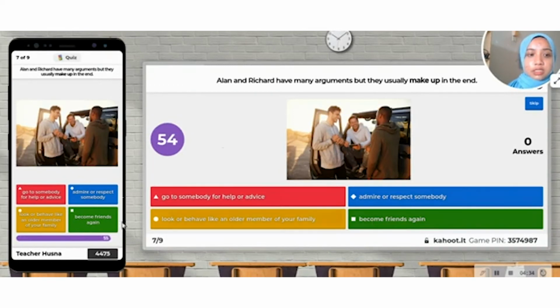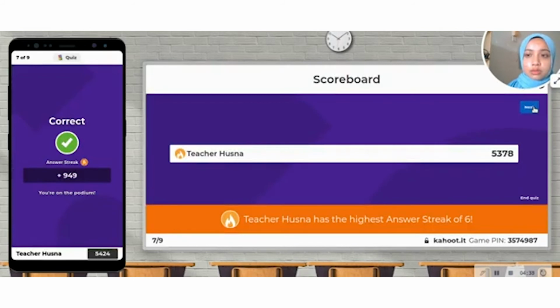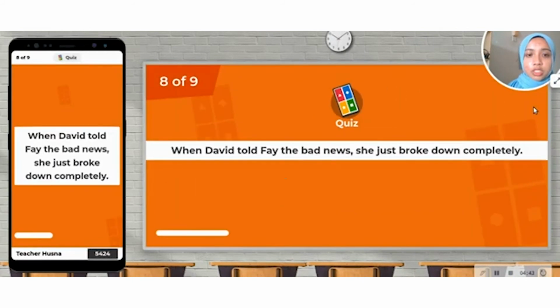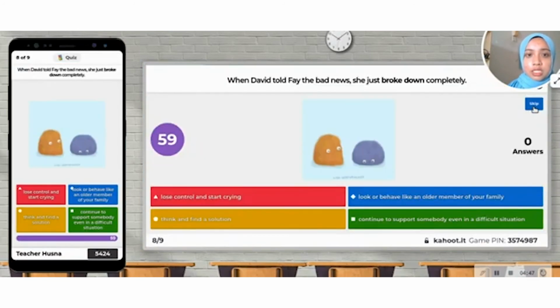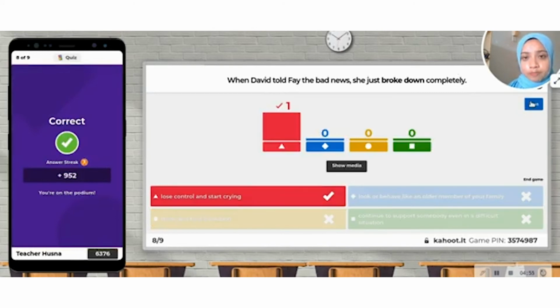Becoming friends again. So I put here. Okay, is this correct? And then for the eighth question, when David told Faye the bad news, she just broke down completely. So broke down, what does it mean by broke down? Lose control and start crying. Okay, very good students, very good. So this is the answer.